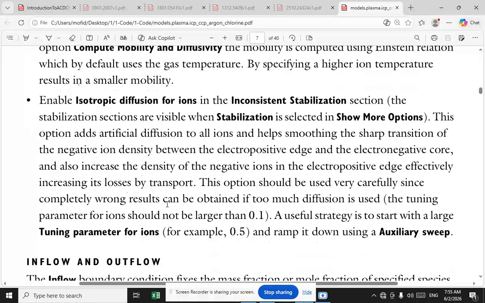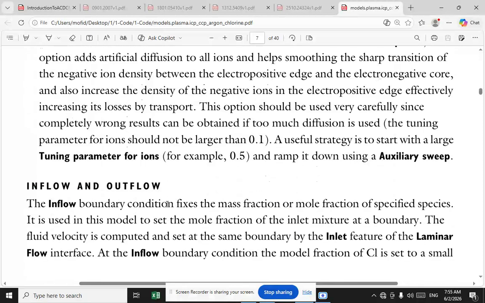This option should be used very carefully since completely wrong results can be obtained if too much diffusion is used. The tuning parameter for ions should not be larger than 0.1. A useful strategy is to start with a large tuning parameter for ions, for example 0.5, and ramp it down using the auxiliary sweep.